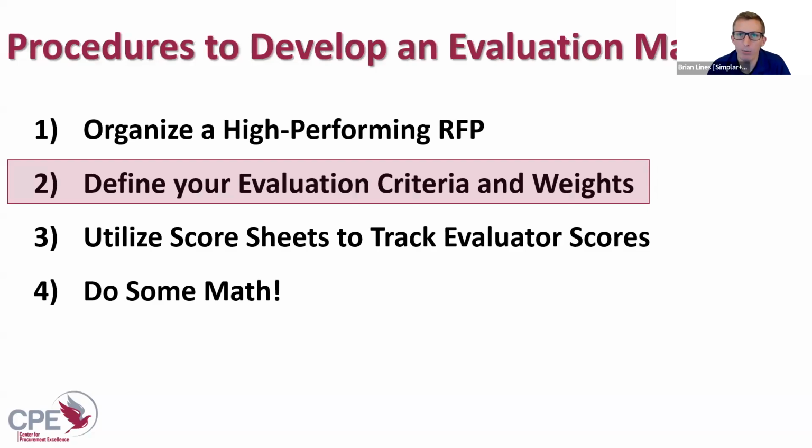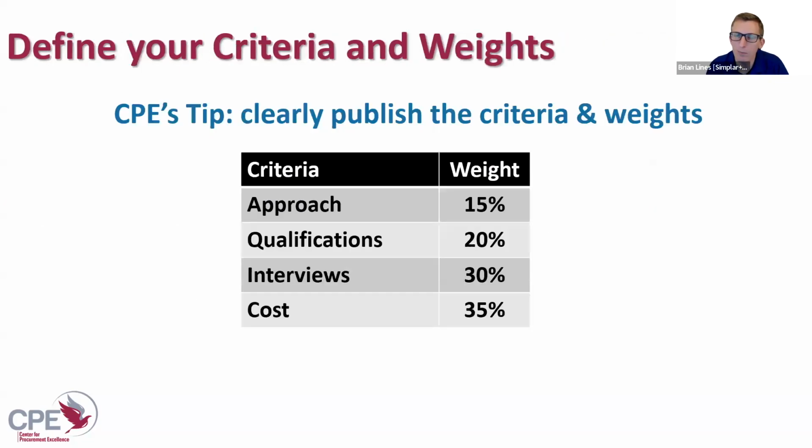But the next step in putting together your matrix after you have your RFP developed is that in your RFP, you should be clearly publishing what your evaluation criteria are and have a good plan for what they're going to be worth. So, you might have a table, something like this, in your RFP saying, hey, here's the 4 criteria, here's what they're going to be worth.